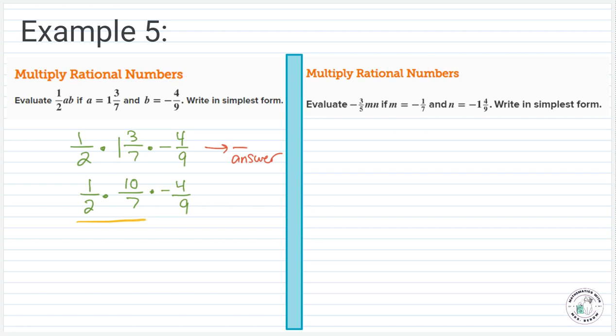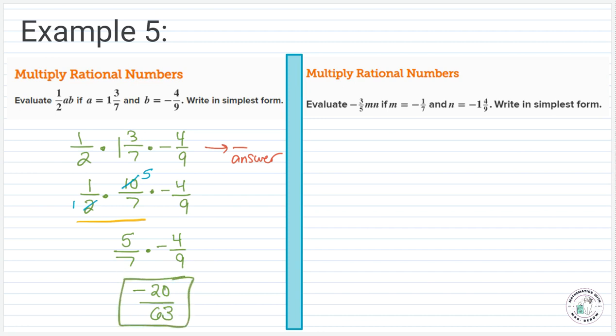We can actually do some cross-canceling here. So the 10 can be divided by 2, and that'll turn it into a 5. The 2 can be divided by 2, and that will turn it into a 1. And then we'll have 1 times 5, which is 5, and then 1 times 7, which is 7. And so now that's all that's left. That's going to be multiplied by the -4/9. At this point, we can't do any cross-canceling, so we are just going to multiply our numerators and multiply our denominators. So 5 times -4 is going to be -20. 7 times 9 is going to be 63. And there is our final answer for the question on the left.